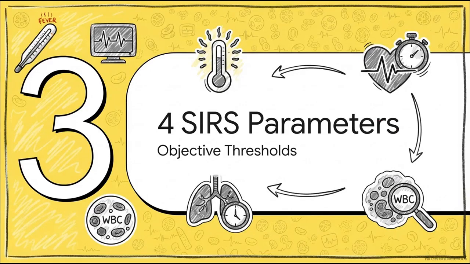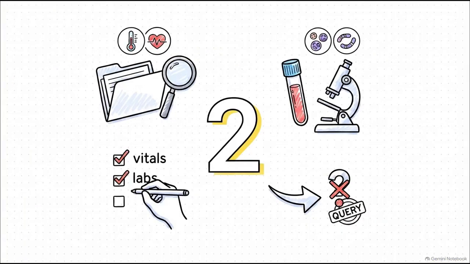Which brings us to Section 3, the 4 SIRS parameters. These are your objective thresholds. Consider this your definitive playbook for objective chart validation. You see, you can't just guess that a patient has SIRS. The actual numbers in the chart have to prove it. And to prove it, we use what I like to call the rule of 2.